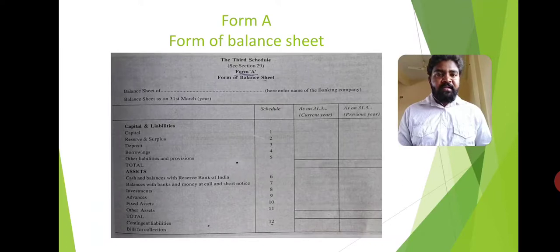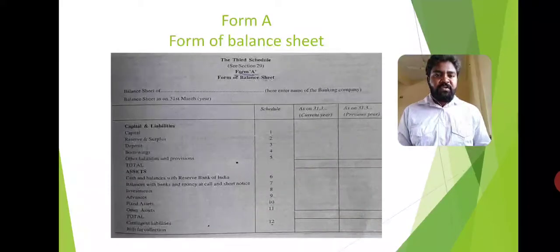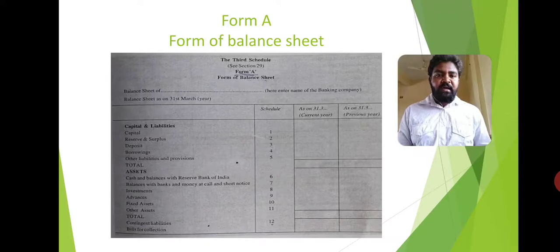After considering these 5 schedules, assets come next. Here assets start from schedule number 6 to 11. And contingent liabilities we need to show separately. Okay, let's come to the assets.